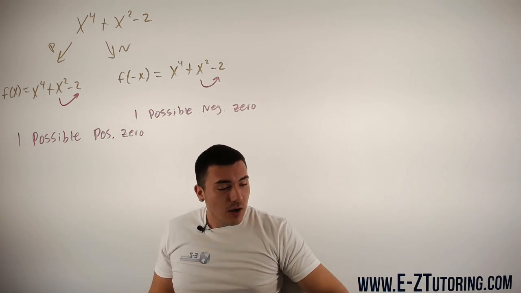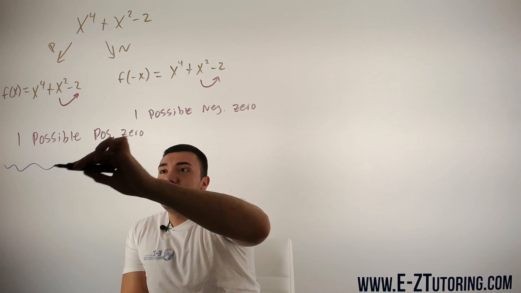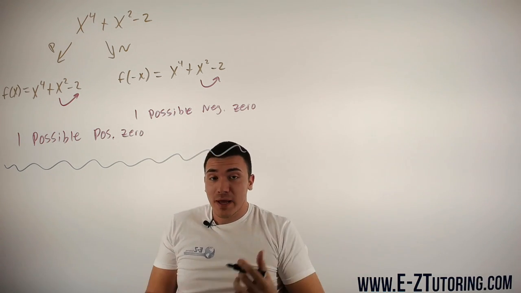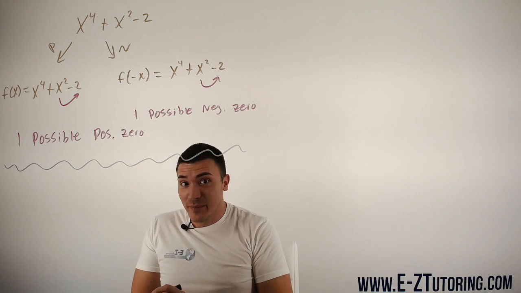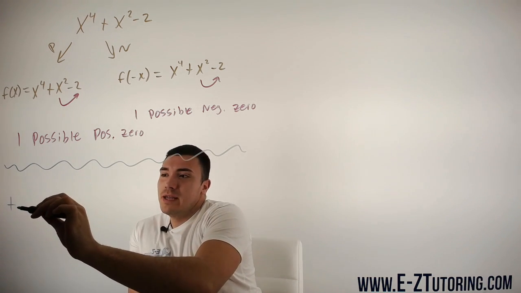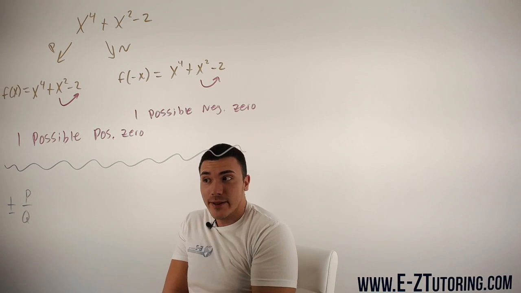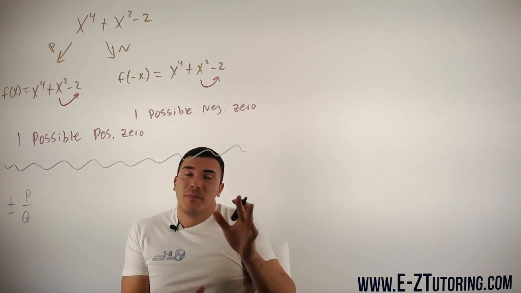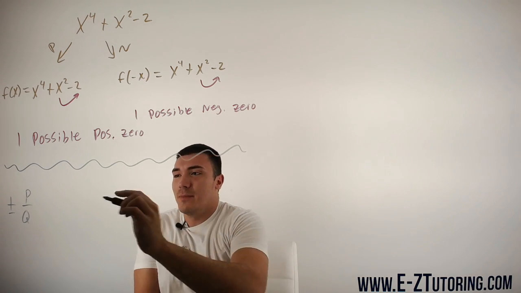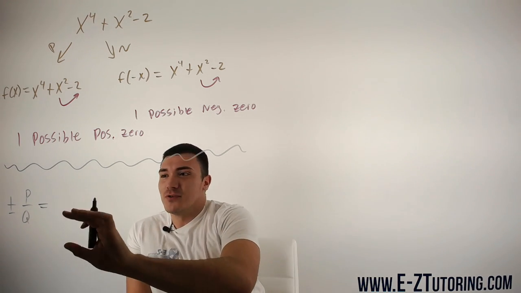So now, on to finding the actual zeros. You will need to use the method of finding all possible rational zeros. If you guys are not familiar with that, I have a video on that as well. So in order to do that, we will need plus or minus p over q. I'm not going to go into too much detail on this because in this video we're combining all these different methods and I don't want to focus too much on this.